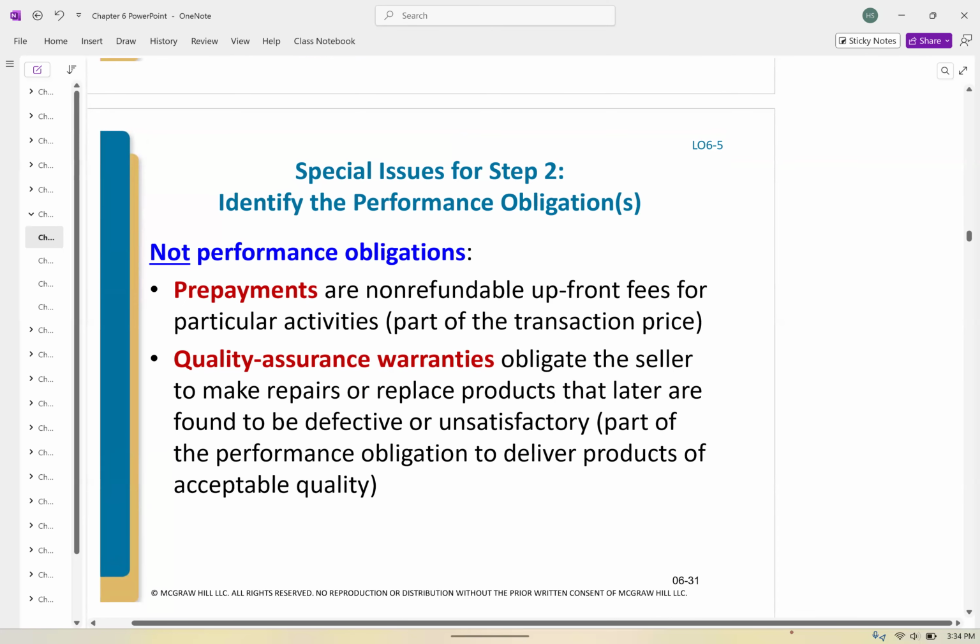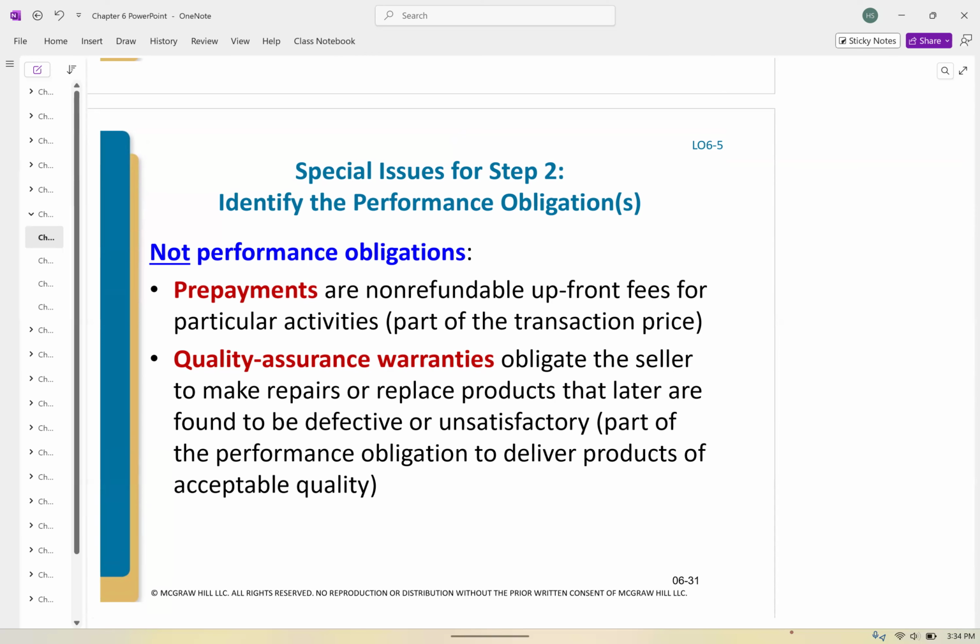All right. Not performance obligations. Prepayments are non-refundable upfront fees for particular activities, part of the transaction. There could be quality assurance warranties. They obligate the seller to make repairs or replace products that later are found to be defective or unsatisfactory, part of the performance obligation to deliver products of acceptable quality.